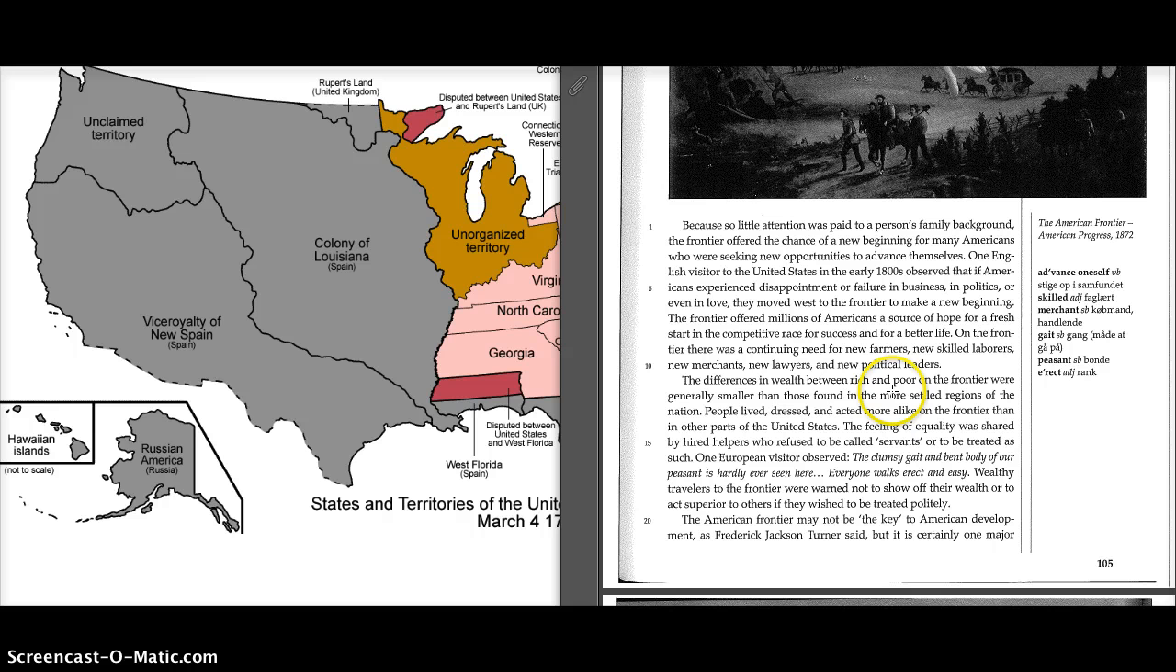Especially here as well. Well, the wealth between the rich and poor in these unsettled regions or areas, they were generally smaller compared to the more settled regions. It explained that the wealthy travelers were also warned if they wanted to be treated nicely, they could not show off their wealth because it was not nice to do such things, and they wanted to treat everybody equally.